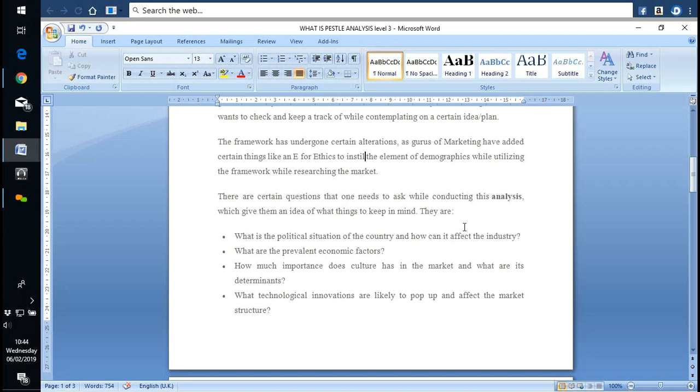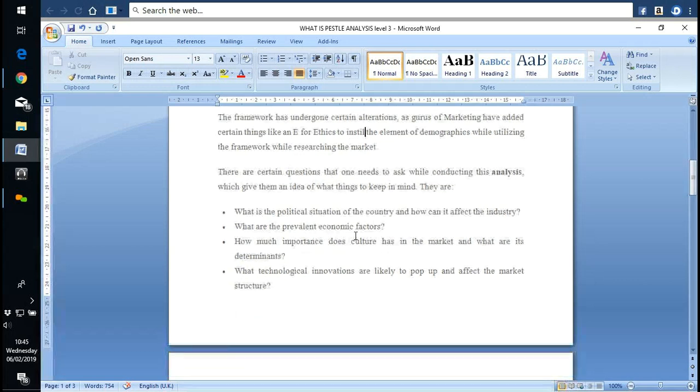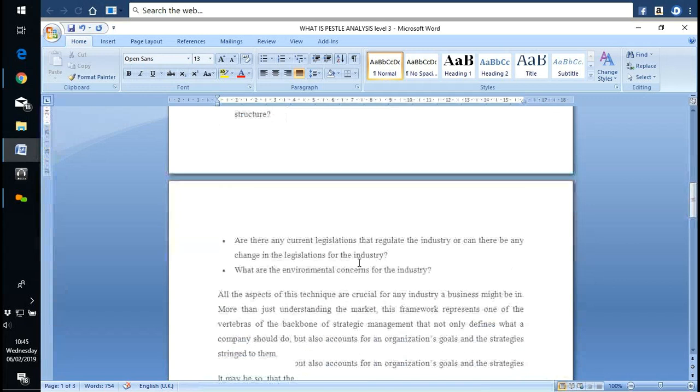And again, there are certain questions one needs to ask when conducting the analysis. What is the political situation in the country? What are the prevalent economic factors? How much importance does culture have in the market, and what are its determinants? And what technological innovations are likely to pop up that affect the market structure? Those are the current legislation. Is it likely to change? And what are the environmental concerns for the industry?